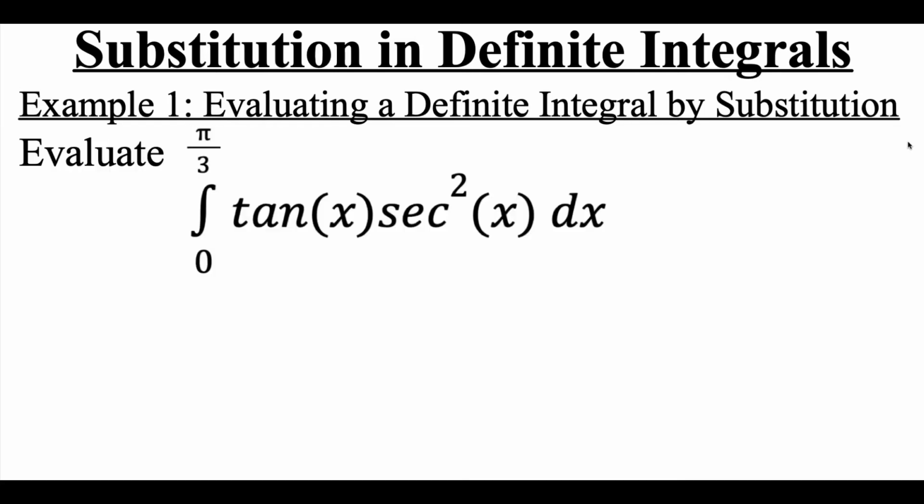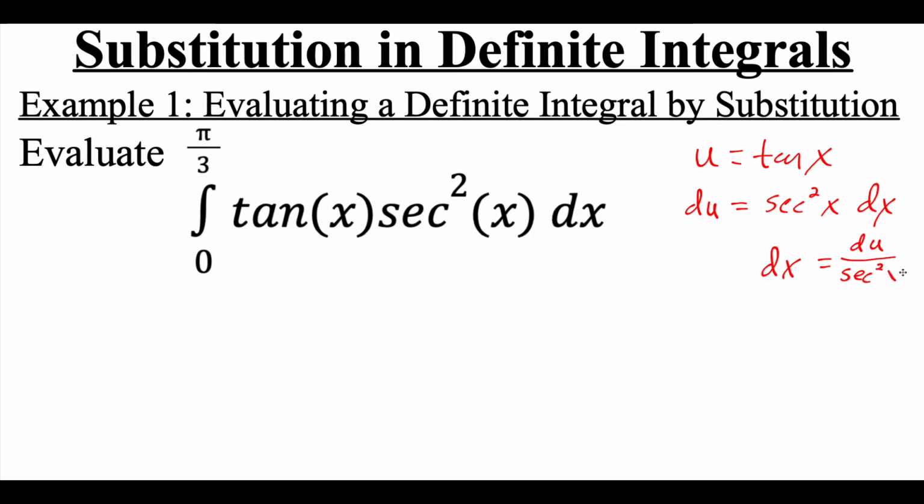So in this one, we're going to look at evaluating the definite integral going from 0 to pi over 3 of the tangent of x times the secant squared of x dx. And what we're going to do in here is let u equal the tangent of x. Now remember, when we're doing our substitution, we also have to get rid of the dx in there, so we're going to do the derivative of this u thing. So this will say du equals secant squared of x dx, and then we're going to solve that to get dx alone. So this will say dx equals du over the secant squared of x.